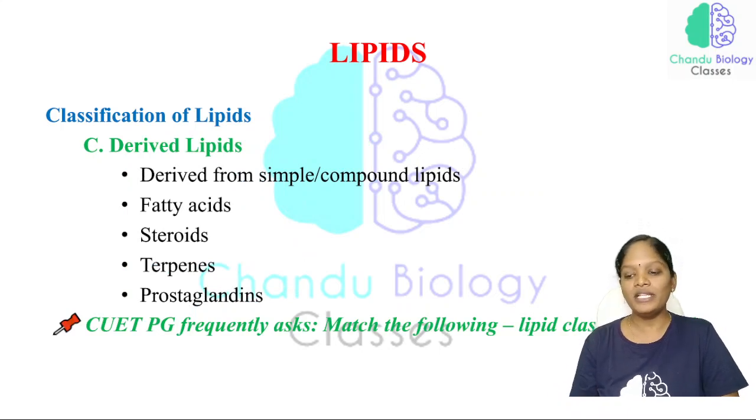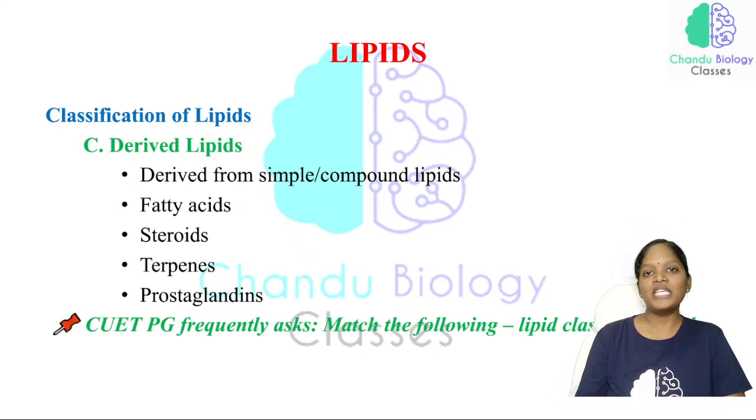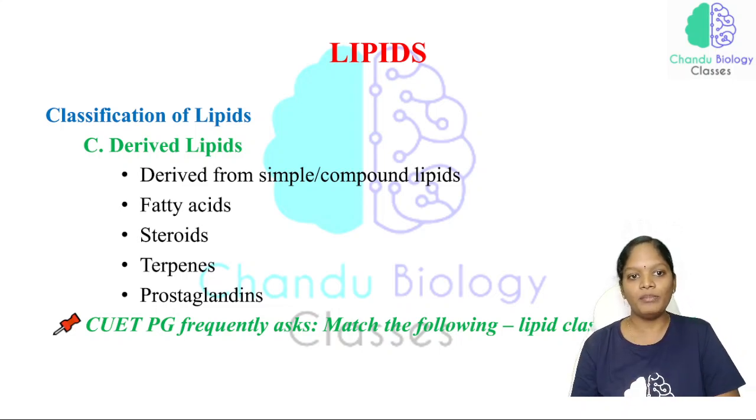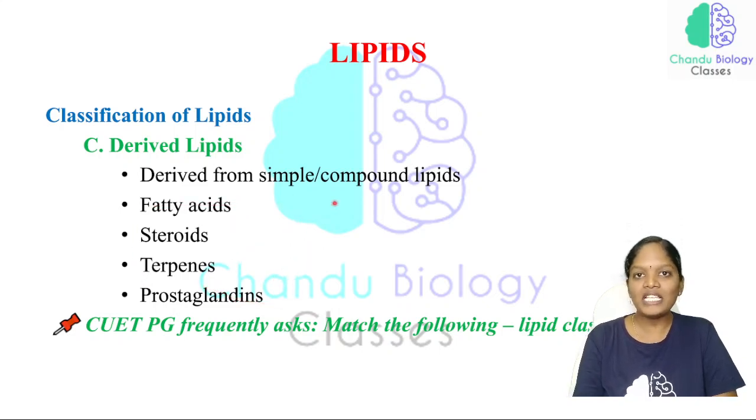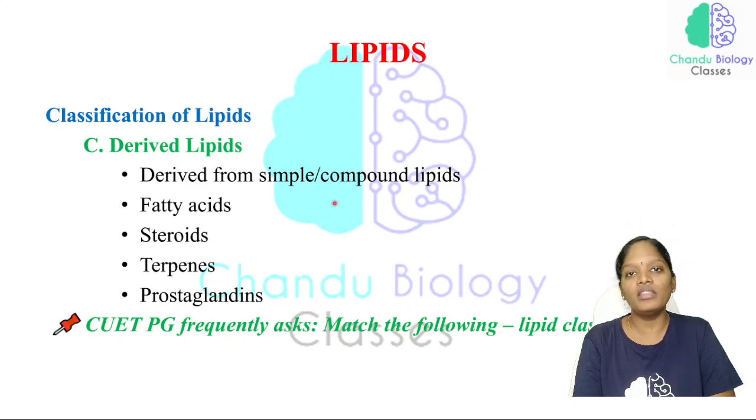Now derived lipids. These are the lipids which have been derived from either simple lipids or compound lipids. Derived lipids include fatty acids, steroids, terpenes and prostaglandins. All of these are categorized under lipids, no doubt about that, but they have been derived from the simple or the compound lipids. That is why we call them derived lipids.